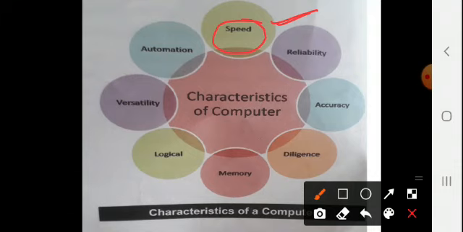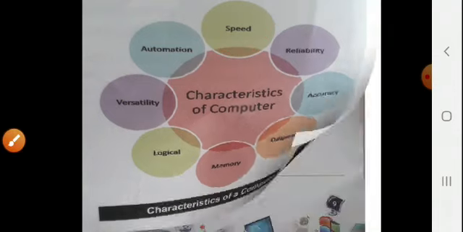Diligence means a computer can work for hours together without any break and without committing errors. It can work restlessly. Then versatility: we can use a computer to perform completely different types of work at the same time. Then power of remembering, that is memory. It can remember a large amount of data for a long time. Understood? So these are the characteristics of a computer.